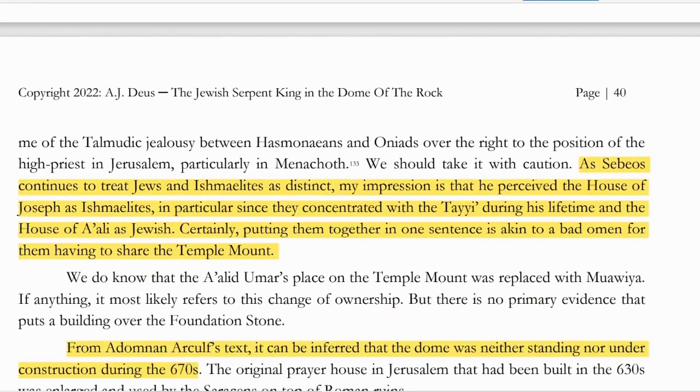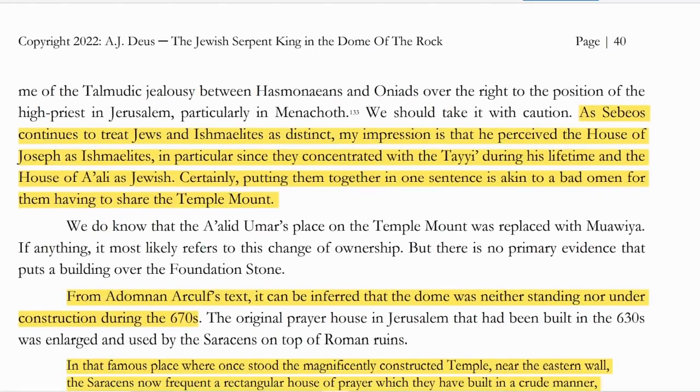As Sabius continues to treat Jews and Ishmaelites as distinct, my impression is that he perceived the house of Joseph as Ishmaelites, in particular since they concentrated with the Tayy during his lifetime, and the house of Ali as Jewish. Okay, so there's something to consider. So the house of Ali is Jewish, the house of Joseph as Ishmaelites. Certainly putting them together in one sentence is akin to a bad omen for them having to share the Temple Mount.